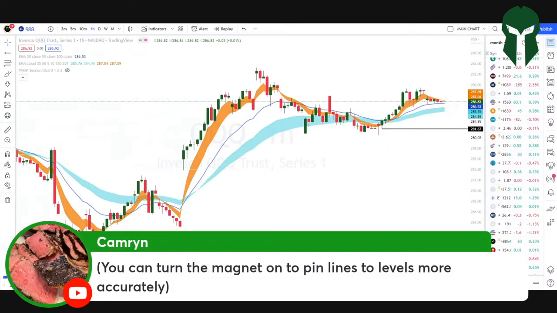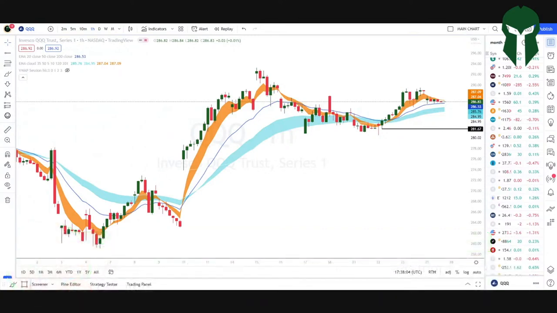You can turn the magnet on to pin levels more accurately. Oh, thanks, Cam. Let's try that now. I'm not even sure I'm going to go over the other system, just not to confuse people because of the time. I'm going to touch base on it though, because I want to just point something out. I went over it in a coaching call today and it made me think about it even more, but let me just try and see if that does.